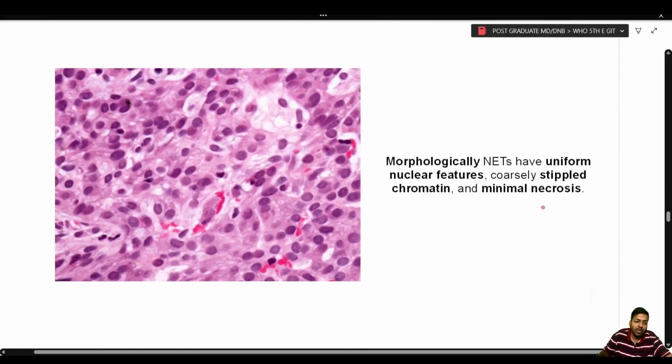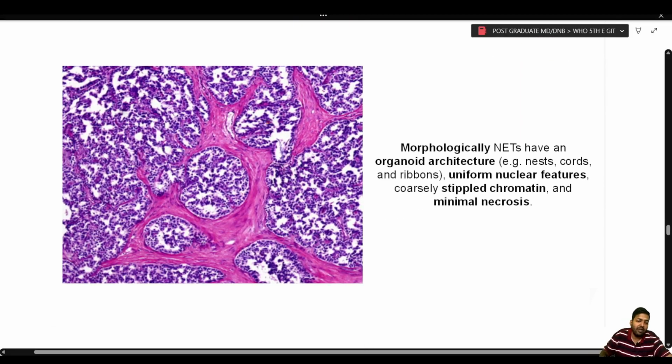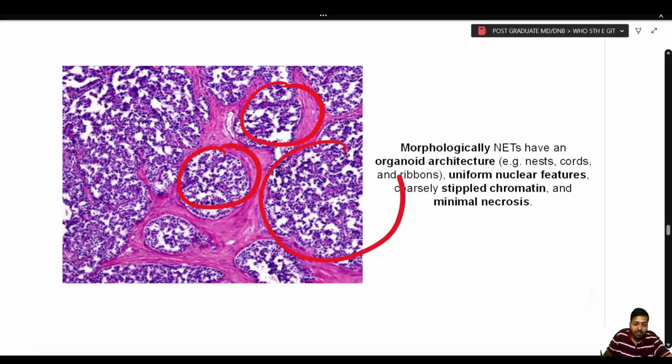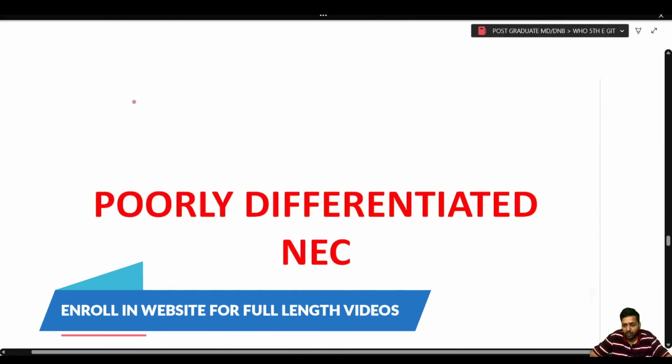In the high power view, you can again see the uniform nuclear features with a coarsely stippled chromatin and minimal amount of necrosis. This is a classical feature of a neuroendocrine tumor, and in this particular diagram I wanted to show you the classical pseudoalveolar or nesting pattern, as we can appreciate over here. Again in the high power view, if you examine, they will have uniform nuclear features with coarsely stippled chromatin and minimal amount of necrosis.